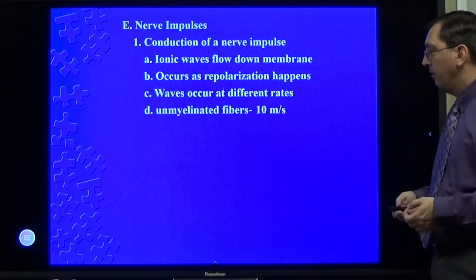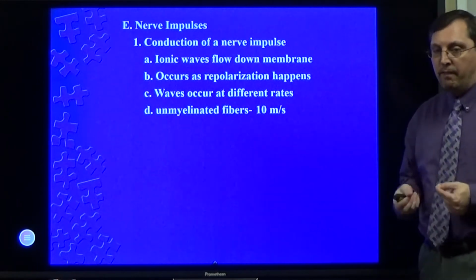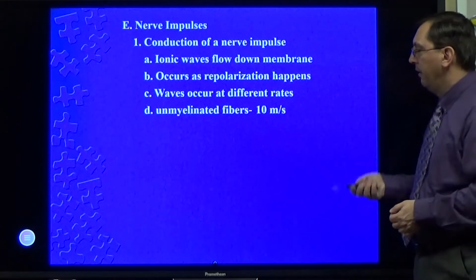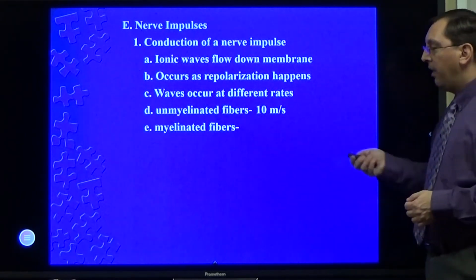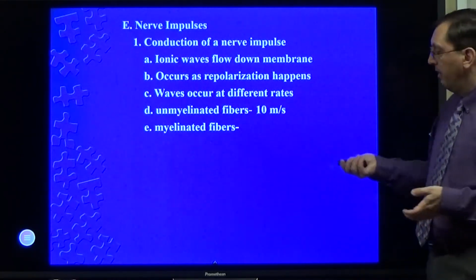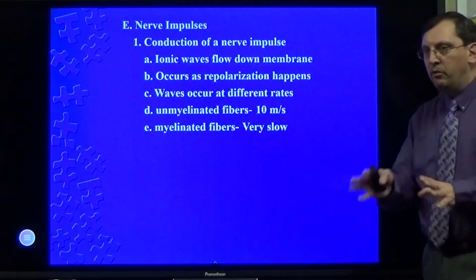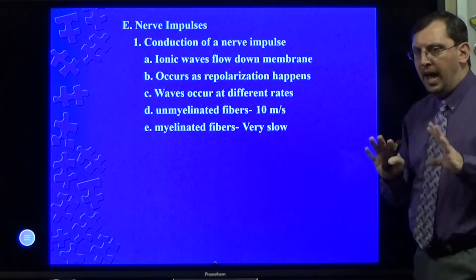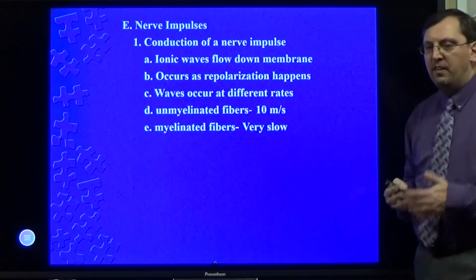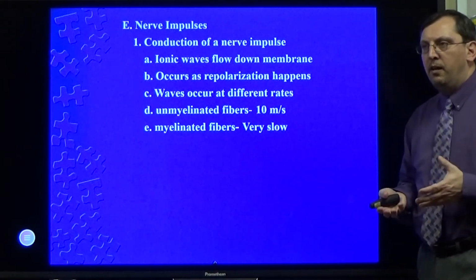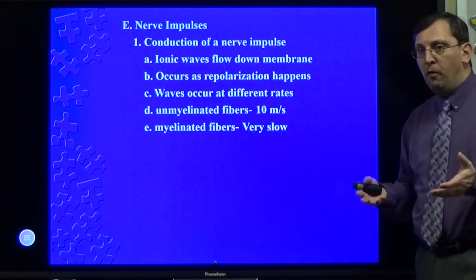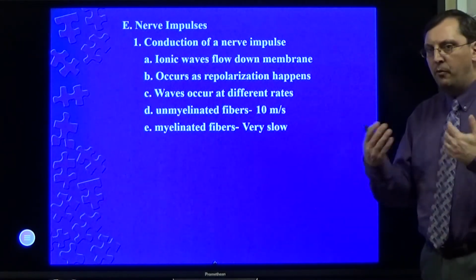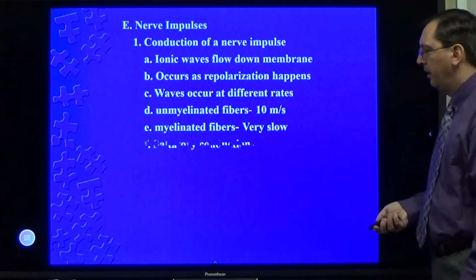Unmyelinated fibers conduct at about 10 meters per second. May sound fast, but think about it, that's the 100-meter dash in 10 seconds. Myelinated fibers, the ones that are insulated, are incredibly slow, too slow to really count most of the time. Great for accuracy, incredibly accurate, just not super fast. Even that's not that fast. If I traveled 100 meters in 10 seconds at my nerve speed, I couldn't even run that fast if I actually tried.